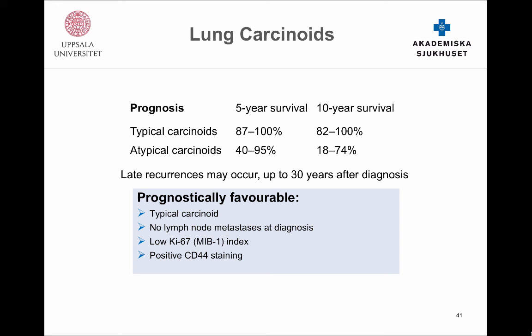What are prognostically favorable signs? Typical carcinoid, no lymph node metastasis, as we heard before, low Ki67, and then we have another marker we are doing in our center. We stain for CD44, and if that is positive, it also indicates a more positive outcome.